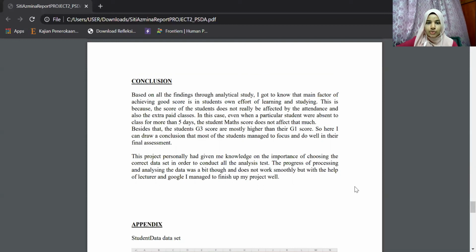Besides, the students' grade 3 scores are mostly higher than the grade 1 scores. So here I can draw a conclusion that most of the students manage to focus and do well in their final assessment.